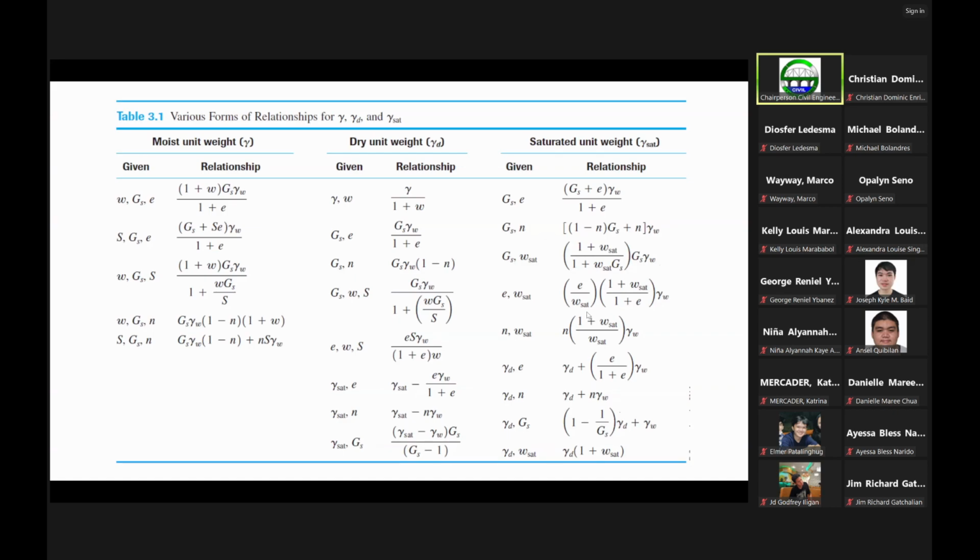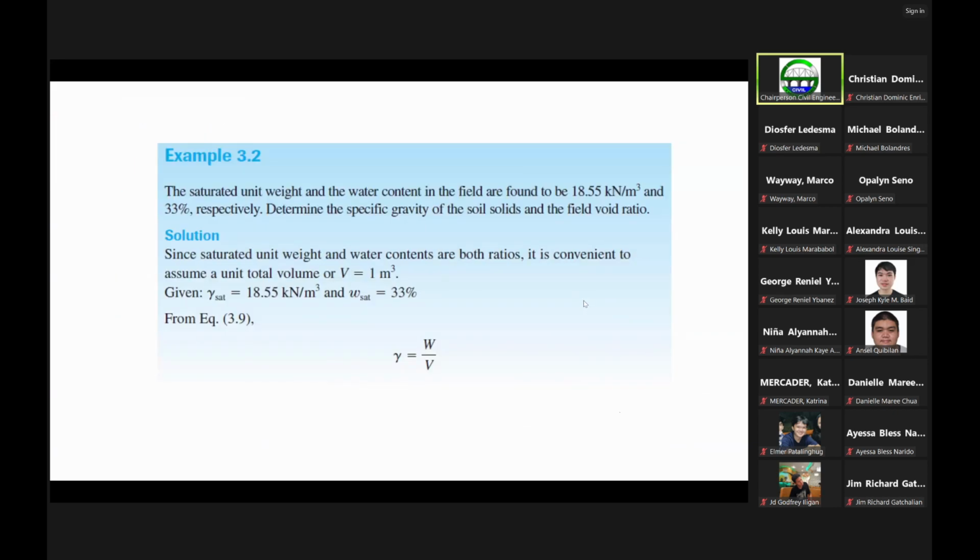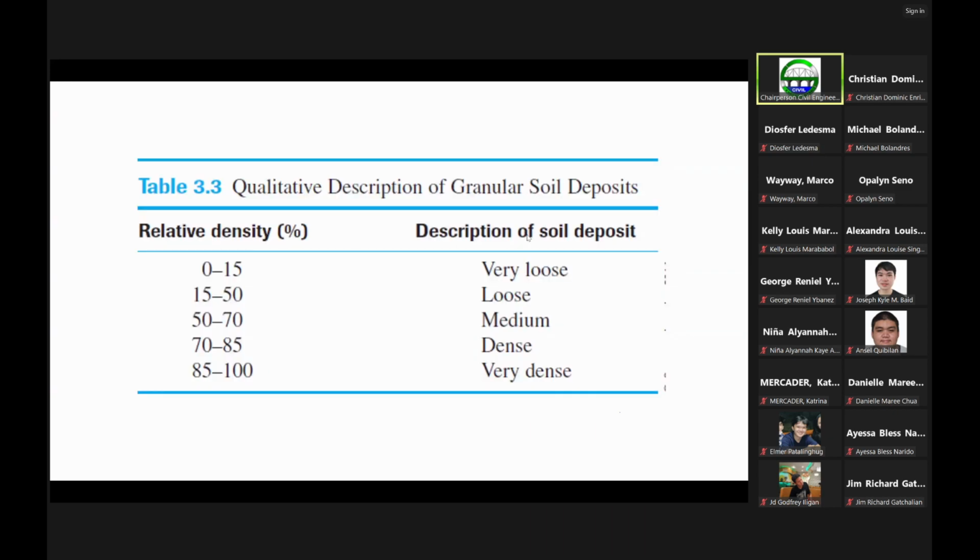In that case, what was given? Let's see, what was given is the saturated unit weight and the water content. Then what is asked is the specific gravity and the void ratio. So that means you have 4 terms: the saturated unit weight, the water content, the specific gravity, and the void ratio.